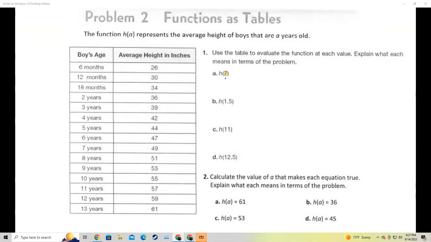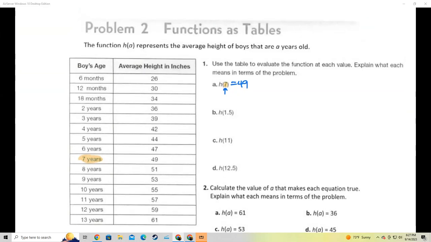So this is saying when x is 7, here is x is 7 on my table. 7 what? In this case, it's 7 years. And what does that 7 years match up with? In this case, the 7 years matches up with 49. So I know h of 7 equals 49. 49 what? Well, remember that they said that the numbers on the right-hand side represented the average height in inches. So in this case, it would be 49 inches.